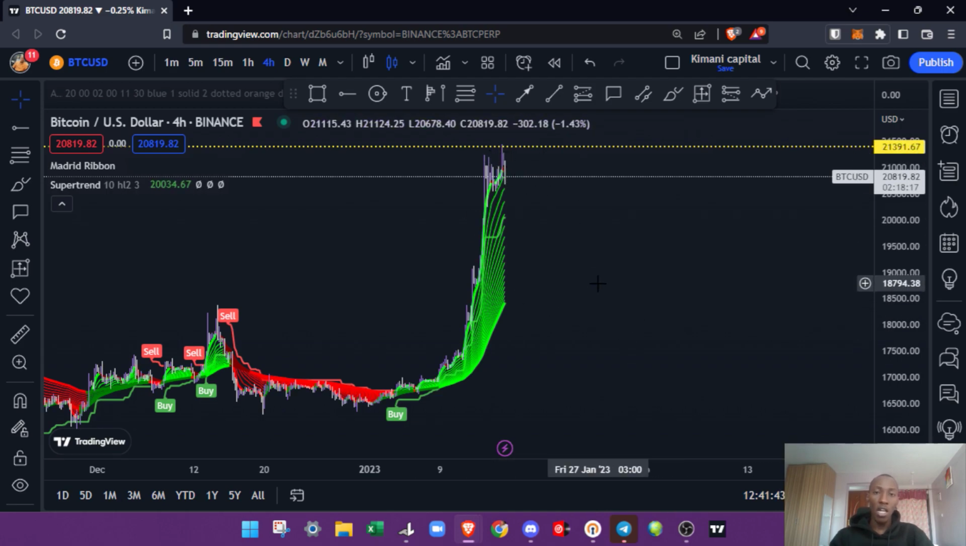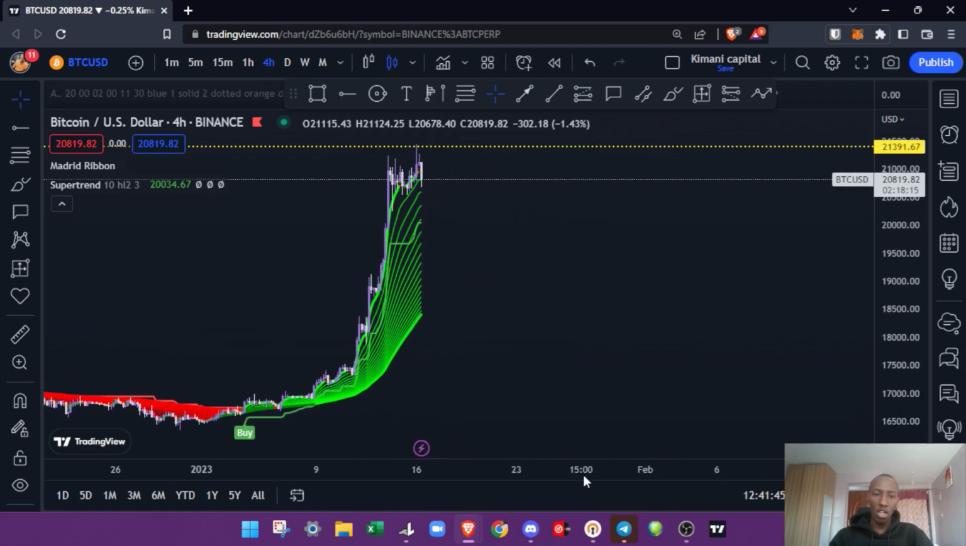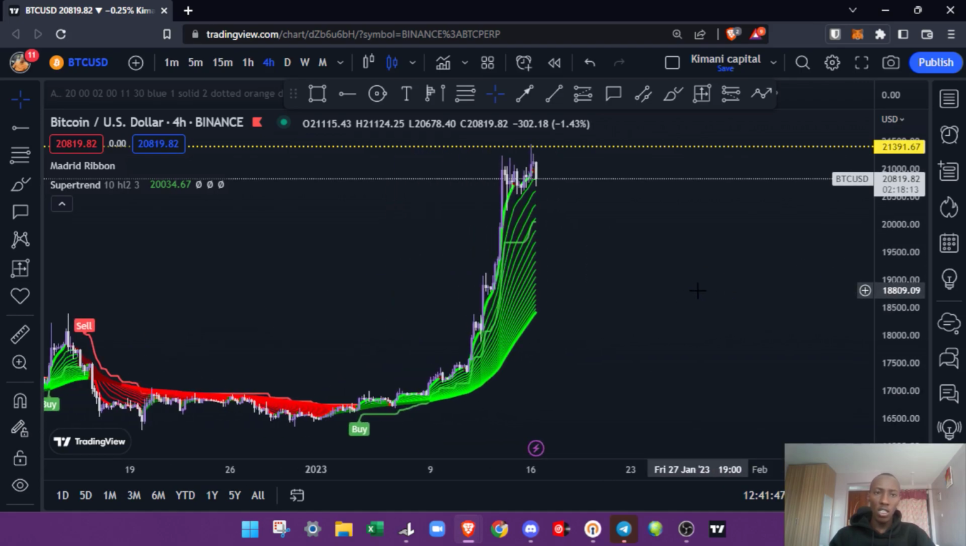Then we wait for a sell signal to continue selling. Remember, our higher time frame bias is bearish. But when you look at the 4-hour time frame, which tells us where the trend is going in the coming days and weeks, we are still very bullish.